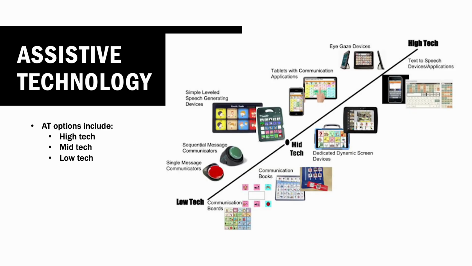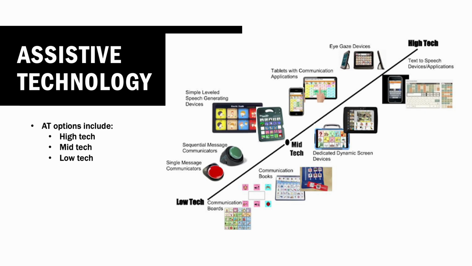There's also a range and a lot of options when it comes to assistive technology. So I think oftentimes when you hear the term assistive technology, you're thinking only of these high-tech options. So things like iPads, different tablets, computers, communication devices, all of those things. But there's a different range. There's low tech or no tech. Some people call it no tech, mid tech, and then high tech.